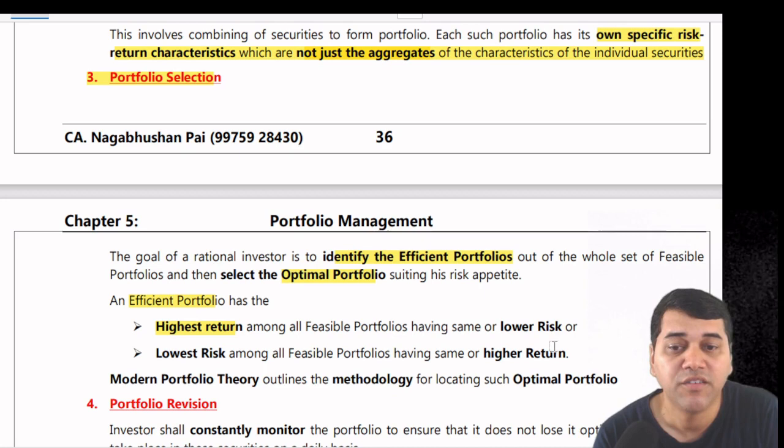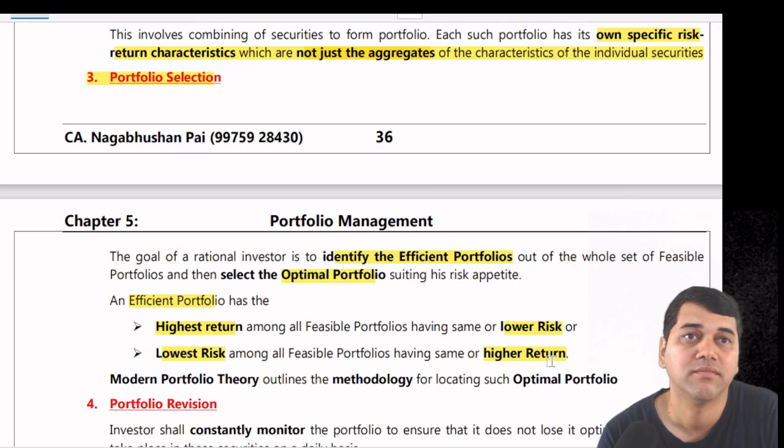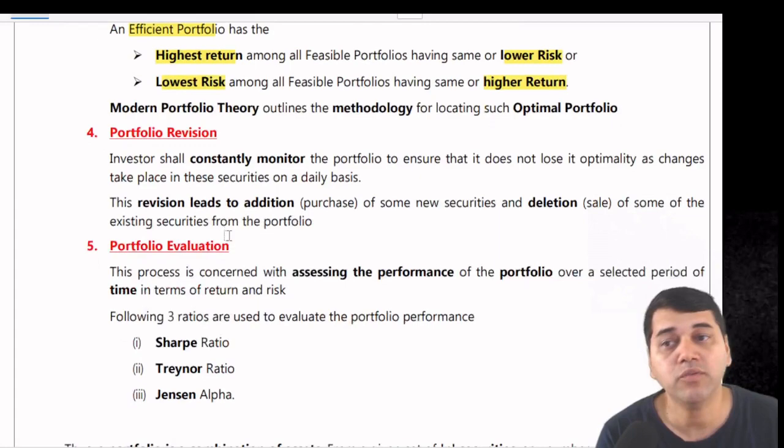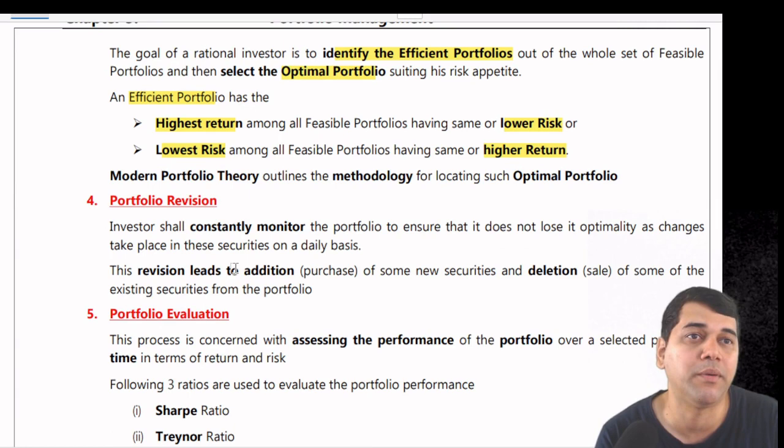Then only I should go for that, and that is called the efficient portfolio. Followed? And once you choose that portfolio, then you should choose the weights. Now, after you have selected the portfolio, from time to time you have to monitor it, Baba. Otherwise, it will go for a toss. You don't know what is happening outside.